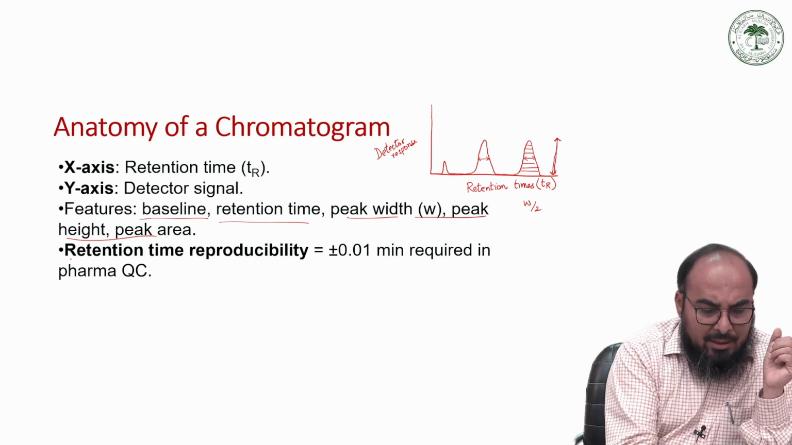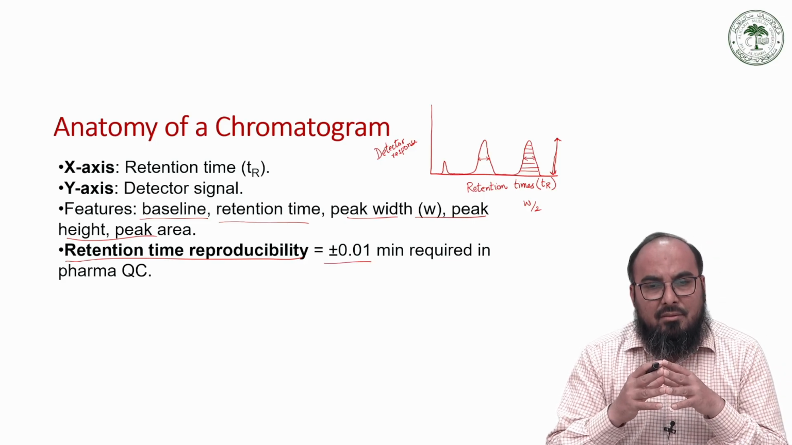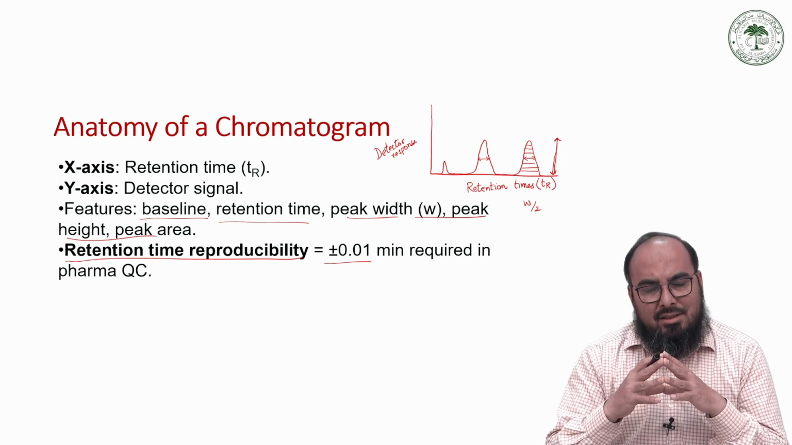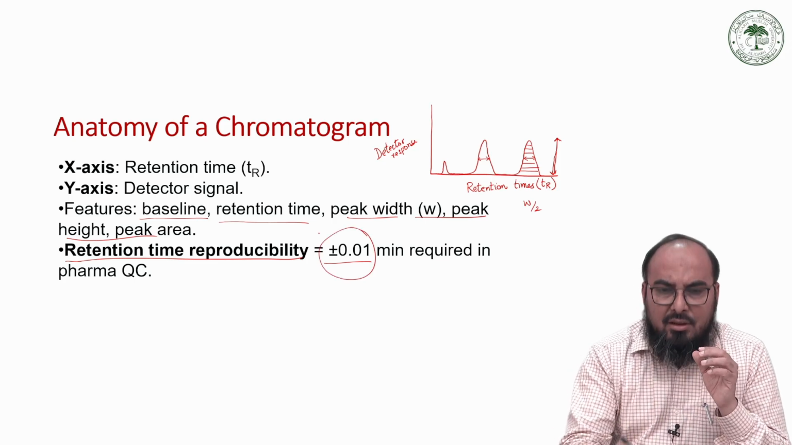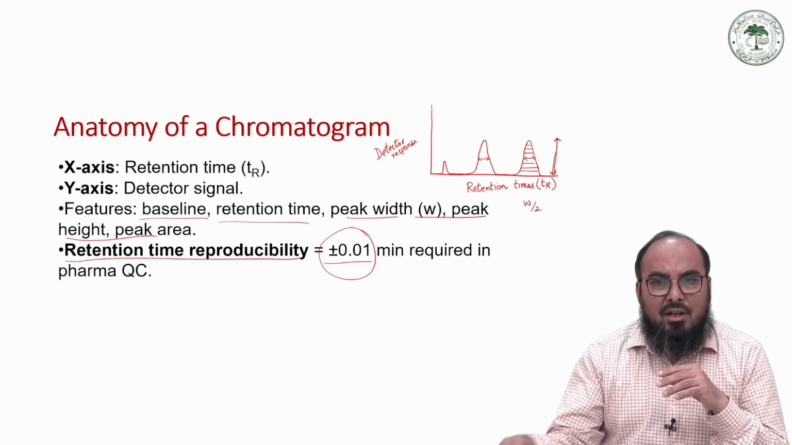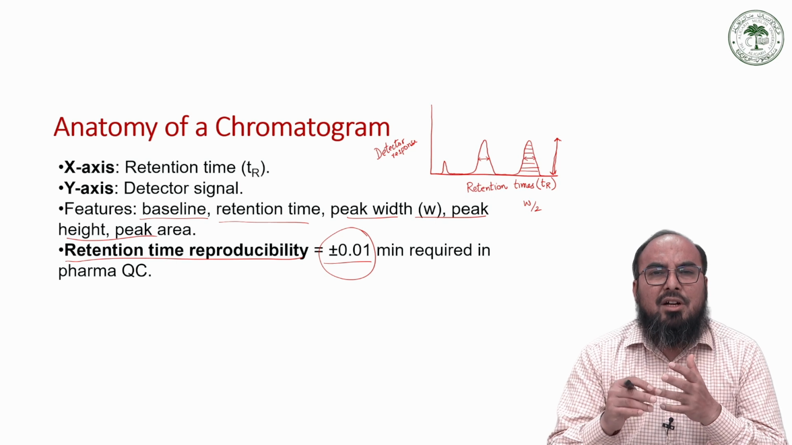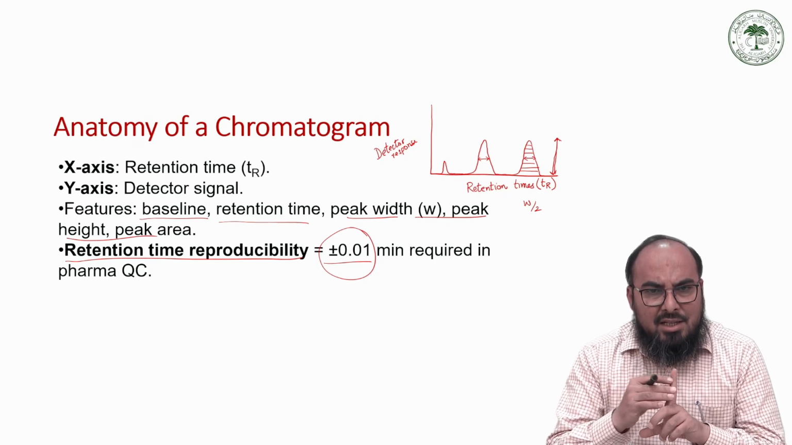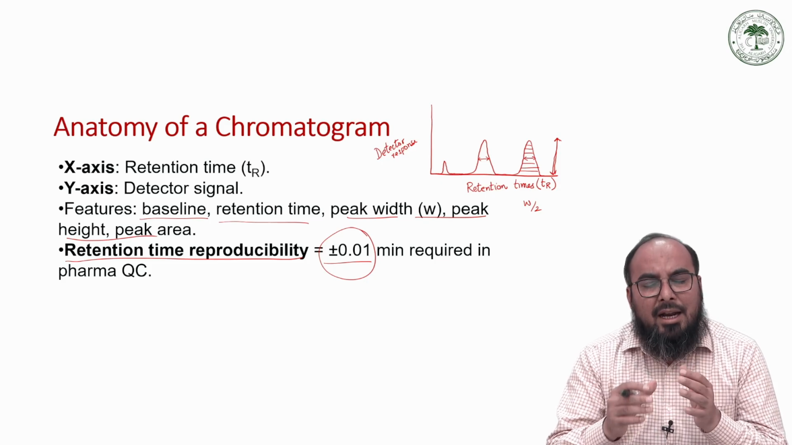The retention time reproducibility should be plus minus 0.01 minute. Otherwise, if it is greater than that, then the results are not very precise. So we have to check that our reproducibility is good, and the range should be plus minus 0.1. A chromatogram gives you a qualitative and a quantitative picture of the different analytes present in your sample. So you look for the baseline, the retention times, the peak width, and the peak height and peak area.